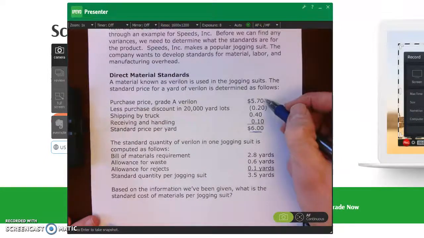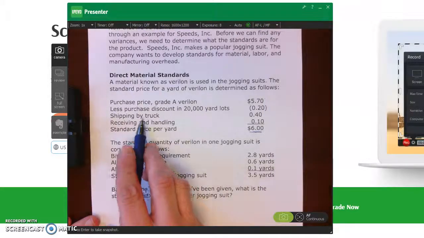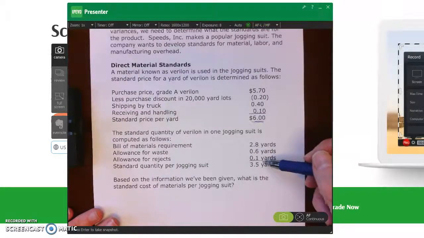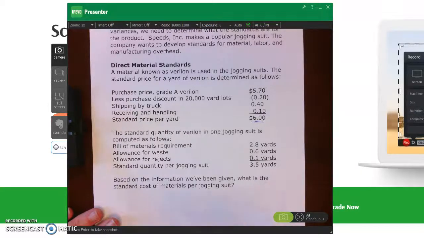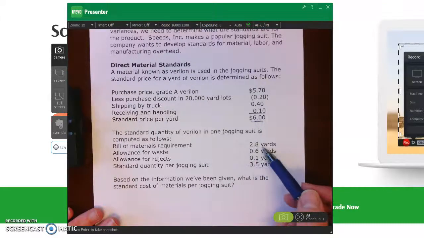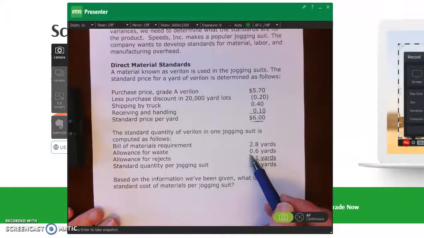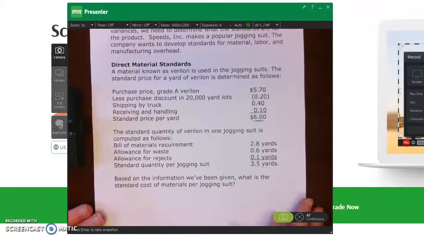And you can see right over here, this is an attainable standard. But if you look over here with this standard, we do subtract out the purchase discount. We do include the shipping and then the receiving and handling to get the $6. This is the standard quantity. So each jogging suit should require 3.5 yards. And the way we got that is, well, it should require 2.8 yards, but then we have to allow for waste and rejects. So we say 3.5 yards to make it the attainable standard rather than the ideal standard.